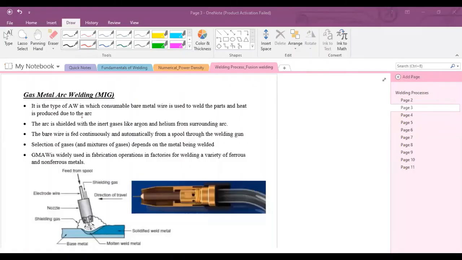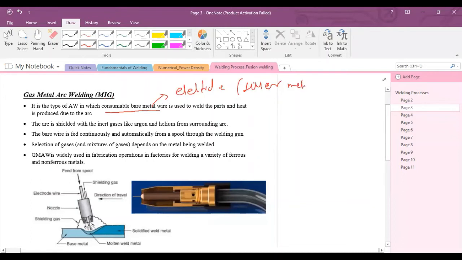The next, or second, type of arc welding is gas metal arc welding. Gas metal arc welding is also called metal inert gas welding, or MIG welding. In this type of welding, the arc is produced between the consumable bare metal wire, or consumable bare electrode. Bare electrode means this electrode of filler material or filler wire is not coated with flux.